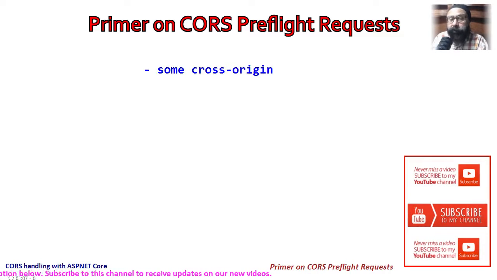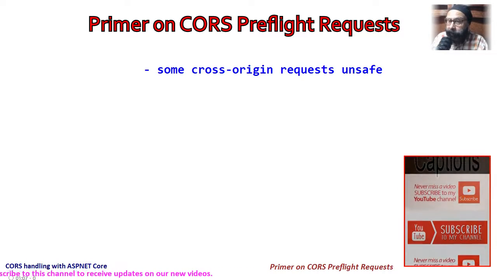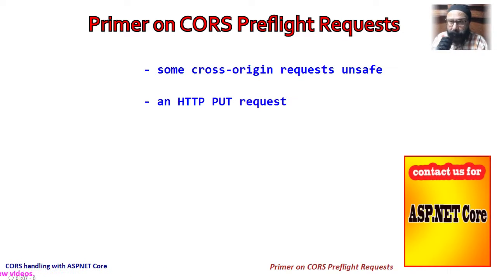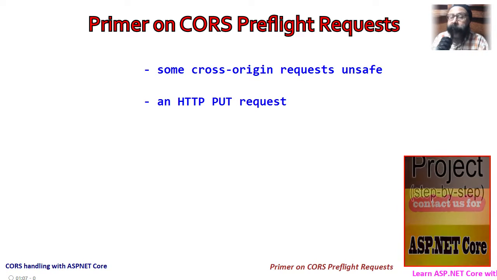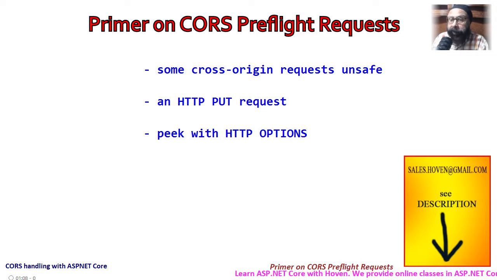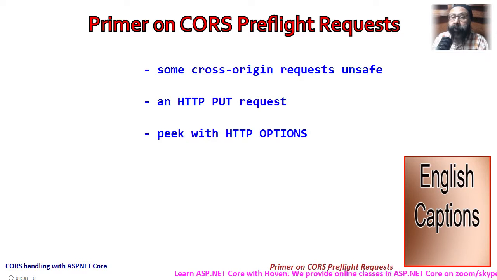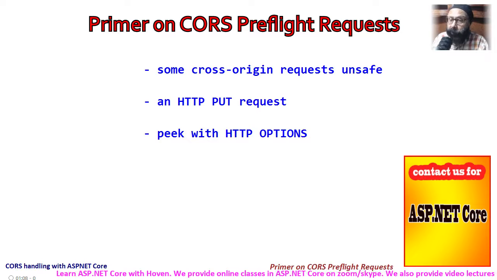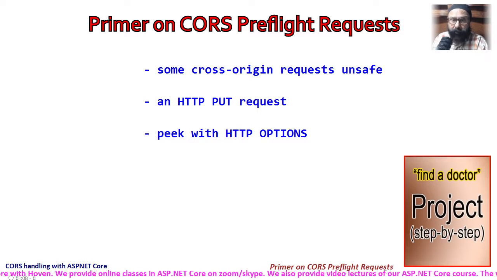Browsers consider some cross-origin requests as unsafe. For example, an HTTP PUT request is considered unsafe. So a browser first queries the server, by sending an HTTP OPTIONS request, whether it accepts that type of verb or request or headers. This is called a pre-flight request. In this tutorial, we learn some concepts regarding pre-flight requests.